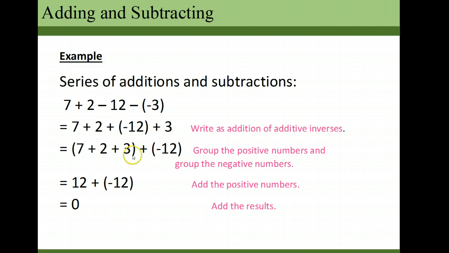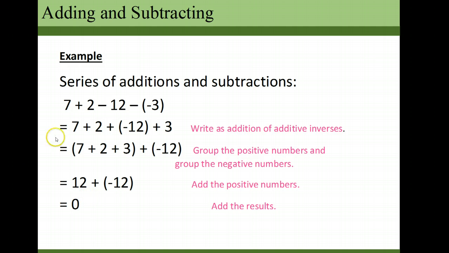Now we add the positive numbers. 7 plus 2 plus 3 is 12. Add the negative numbers. There's nothing else to add negative 12 to, so it's just negative 12. Now we perform the addition of the two groupings that we did. 12 plus negative 12. When we add 12 and negative 12, we know that they are additive inverses, right? b plus negative b always equals 0 when you add additive inverses.